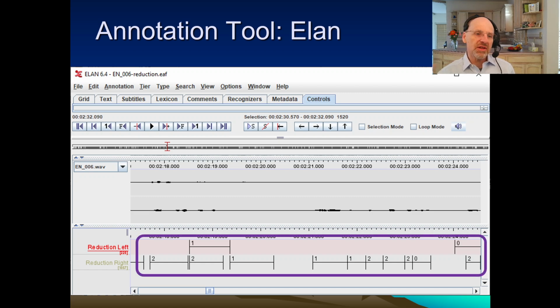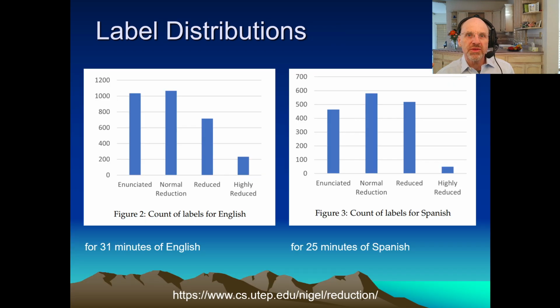And there you see the annotations, 1s and 2s and 0s. Label distributions, they were fairly well distributed, and if you want to build your own models, you can download the data from the URL shown.